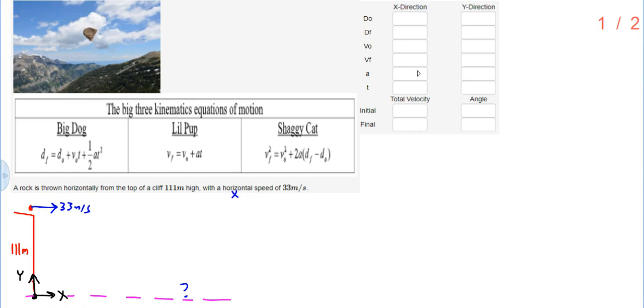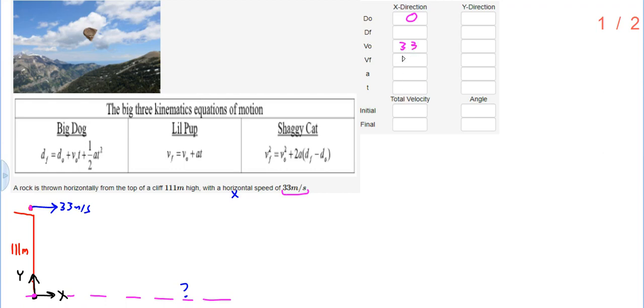So let's go ahead and fill out our table above. The initial distance in the x is just 0 meters because we're starting at the origin in the x direction. The origin's right here. The final distance in the x direction, we don't know at the moment, so we're just going to leave that blank. The initial velocity in the x direction, it tells us that's 33 meters per second. So I'm going to put that here.